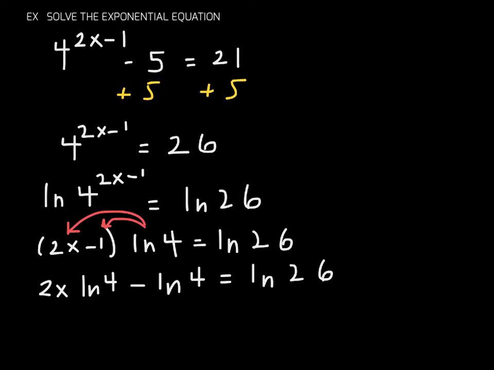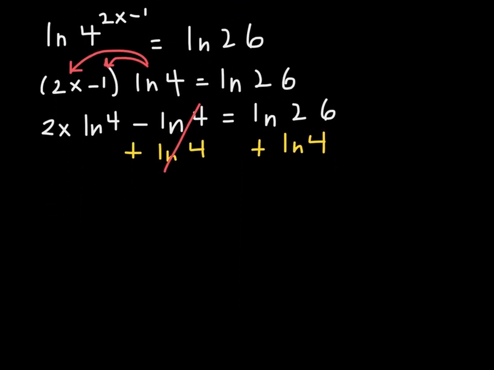Cool. And what you want to do next is maybe add natural log of 4 to both sides. This is me trying to isolate the variable expression, okay? Isolate the variable expression. So now we have 2x times natural log of 4 on the left-hand side is equal to the natural log of 26 plus the natural log of 4, okay?